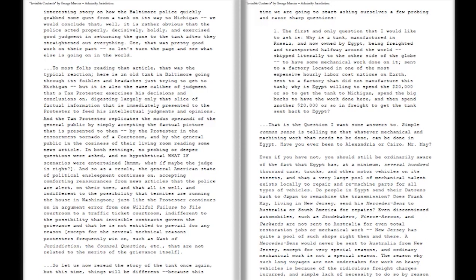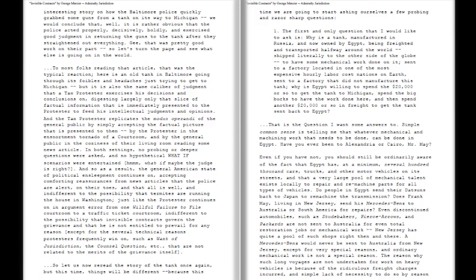Do people in Egypt send their Datsuns back to Japan to remachine the transmission? Does Frank May, living in New Jersey, send his Mercedes-Benz to Australia or South America for repairs? Even discontinued automobiles, such as Studebakers, Mercurys, and Packards are not sent to Australia for even total restoration jobs or mechanical work.